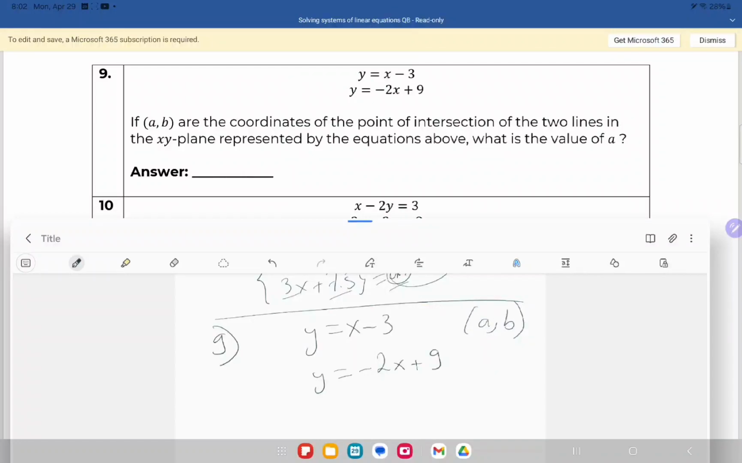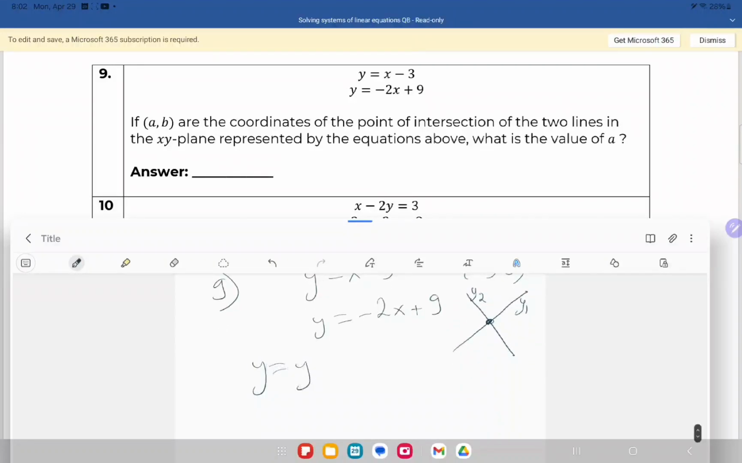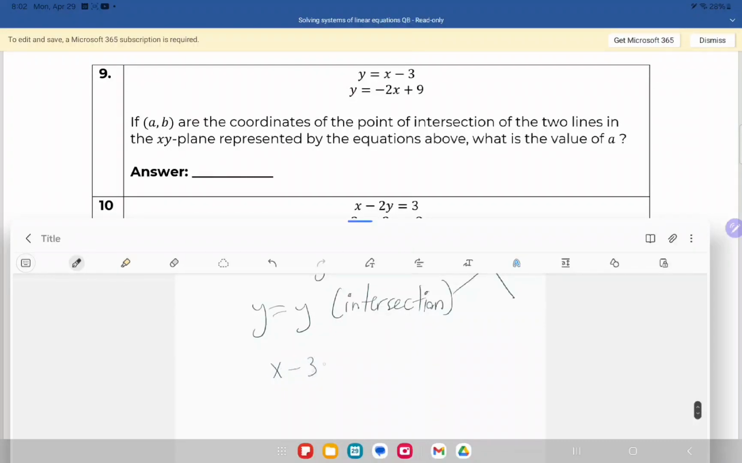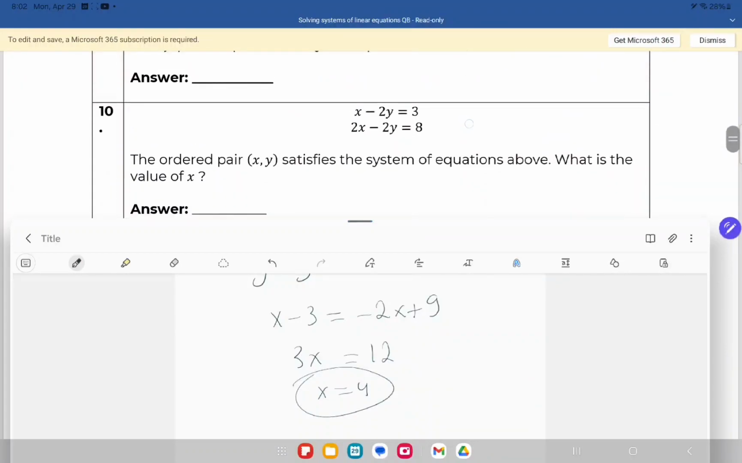Now, if you have an equation, this is y1 and this is y2. If you want to get the point of intersection, it's very easy. You just set y equal to y to get the intersection. So once you set y equal to y, you get x minus 3 is equal to minus 2x plus 9. So this one is going to be 3x is equal to 12, x is equal to 4. Okay.